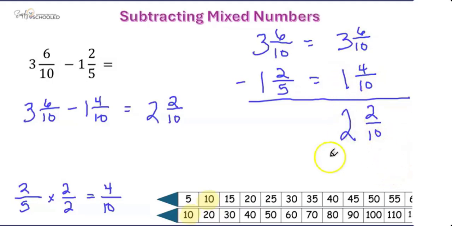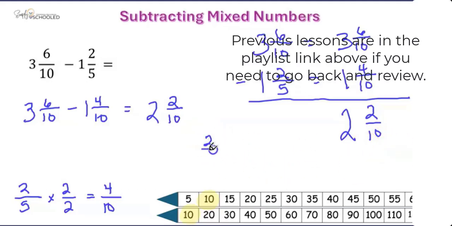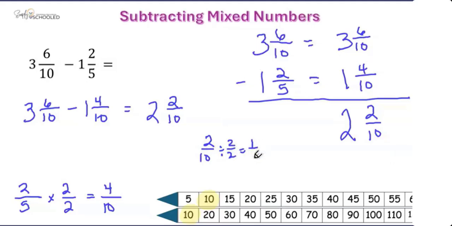Then if you recall, we can simplify this part of the fraction, the 2/10, by dividing by 2 over 2, and I get 1/5. So this is also equal to 2 1/5, and that would be in simplest form.